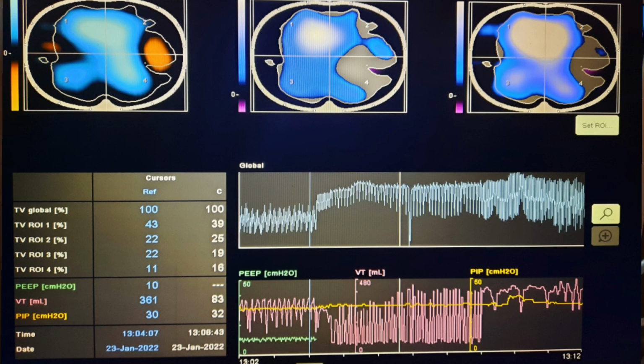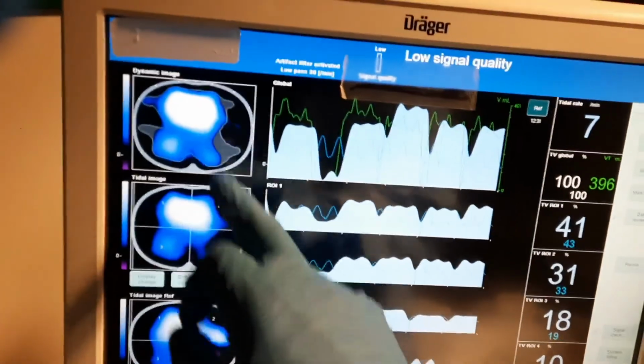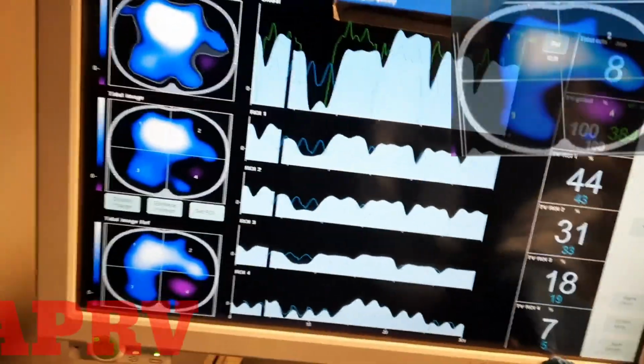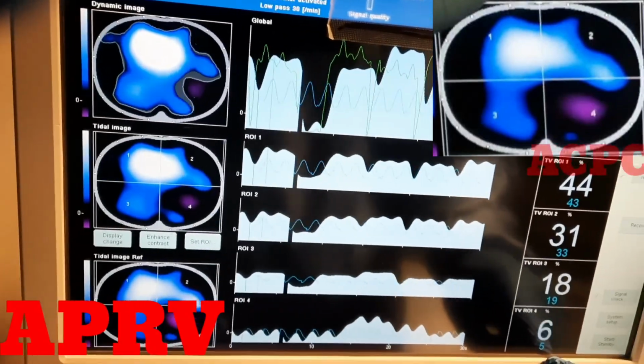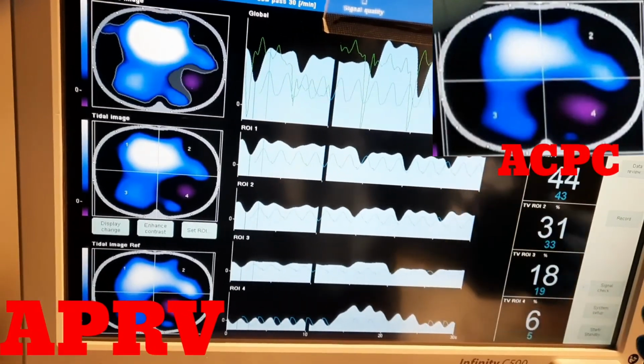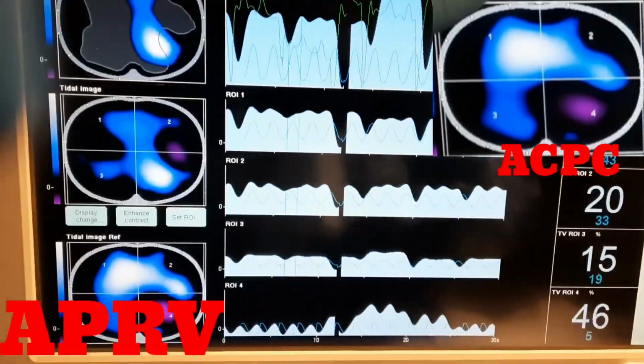If I do switch into that, then I would be titrating the P high based on regional compliance, and I do that with the PEEP trial or the custom analysis. All right, so region 4, this issue, we have 5 to 10, 5 before, and we have about 6 now. Let's see a couple of breaths.